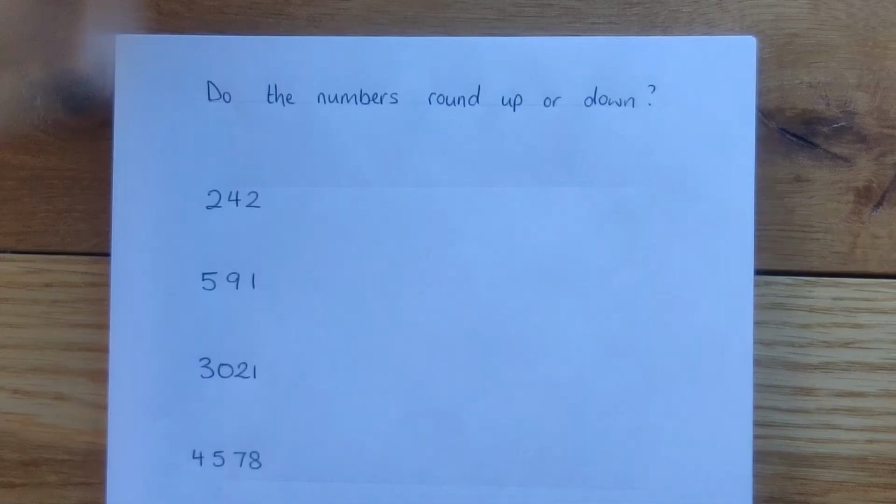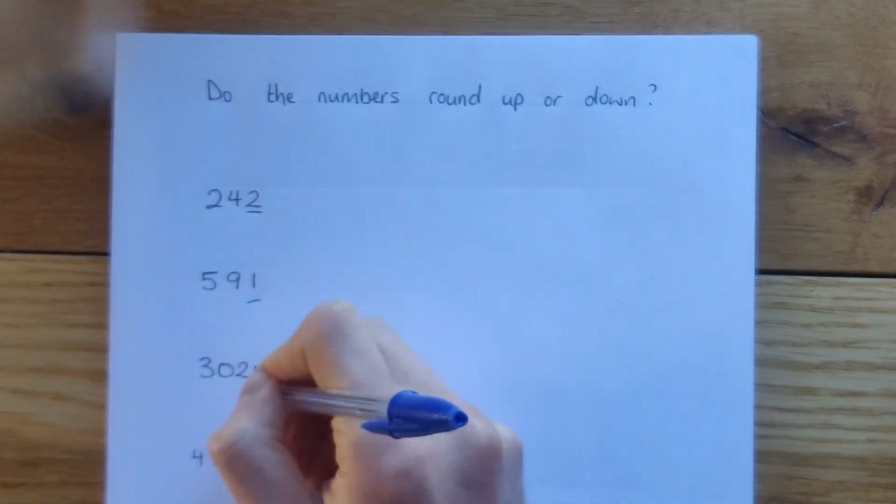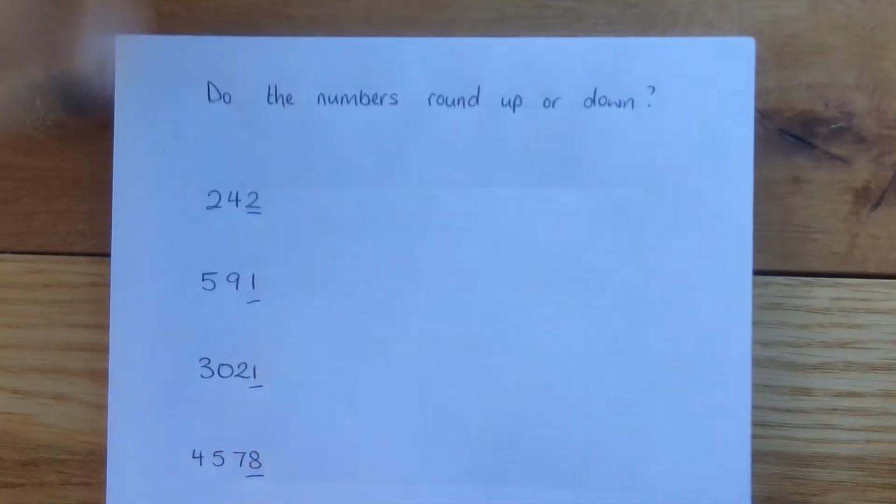You need to think about what is the closest 10, because what we're going to be doing is rounding to the closest 10. We're either going to go to the closest 10 above the number, or we're going to go to the closest 10 below the number. To do that, what we're going to be looking at is these unit columns. We're going to be rounding to the closest 10.